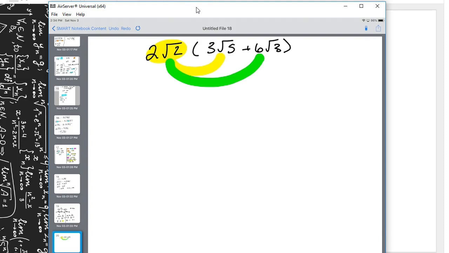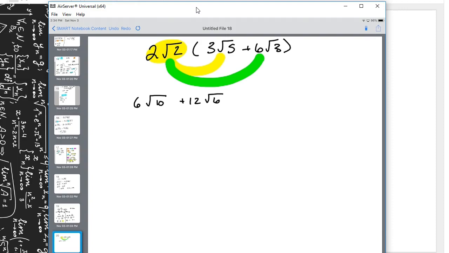So multiplying, we multiply coefficients. I'll do the yellow one first. 2 times 3 is 6. And then we multiply the radicands. 2 times 5 is 10. Now I'm multiplying 2 times 6 is 12. Root 2 times root 3 is root 6.